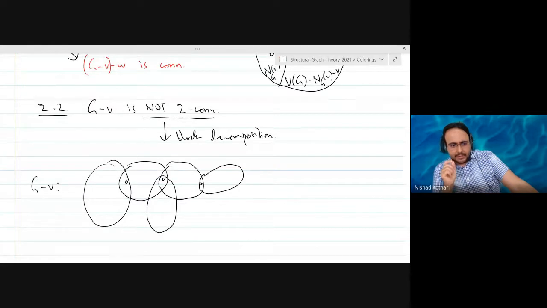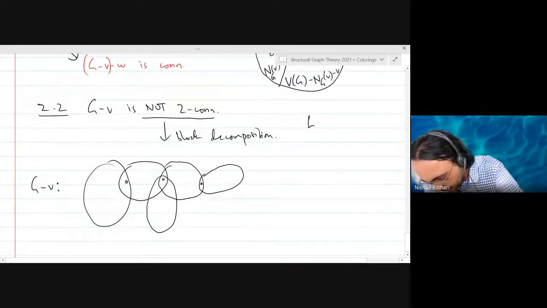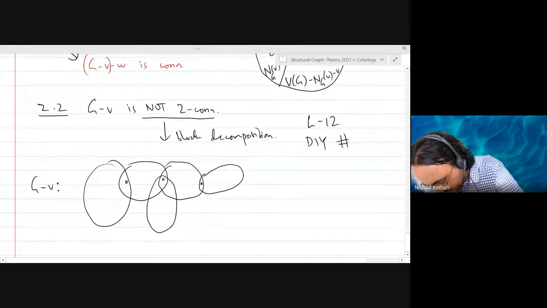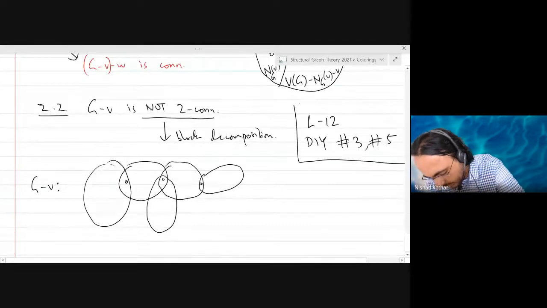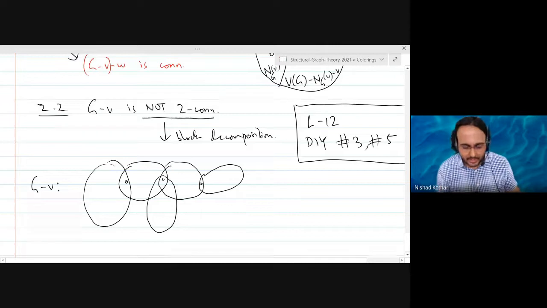I claim that even in this case, we can find a Brooks cherry. And we are going to use results from lecture 12, do-it-yourself problems number 3 and number 5. I'll tell you exactly how they are being used. You can go and check them after the lecture on Piazza if you haven't done it before.